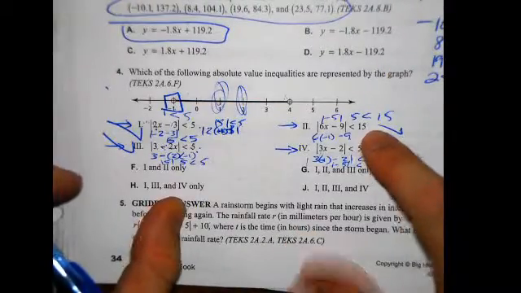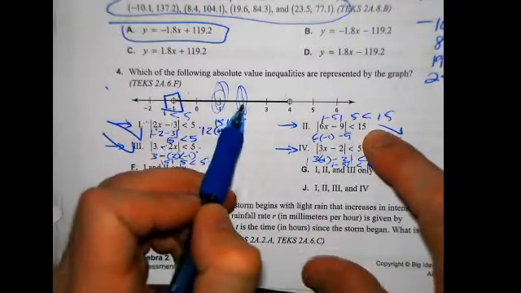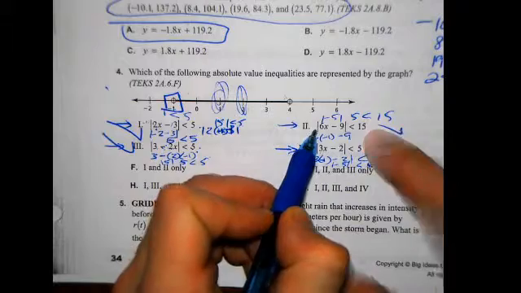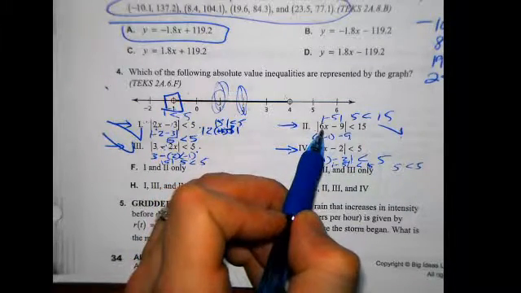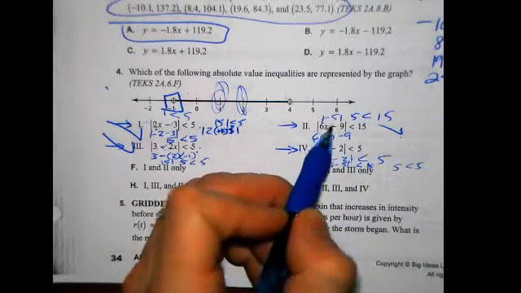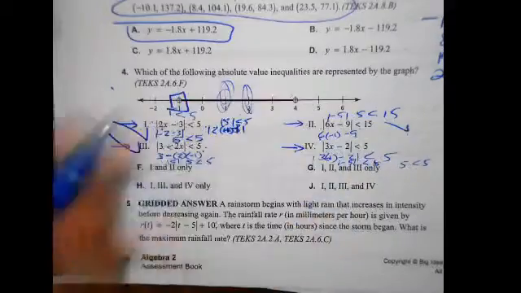Let's take a look at this one. We're going to do the same thing. We're going to put 2 in here. 6 times 2 is 12. 12 minus 9 is 3. Is 3 less than 15? Absolutely, that works.